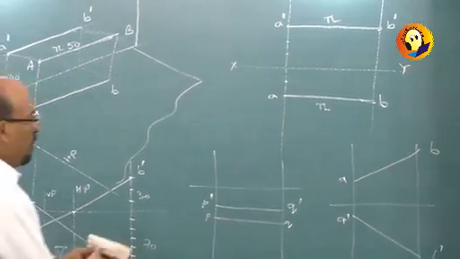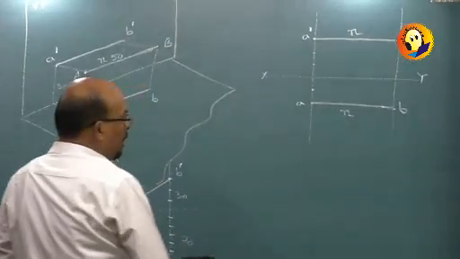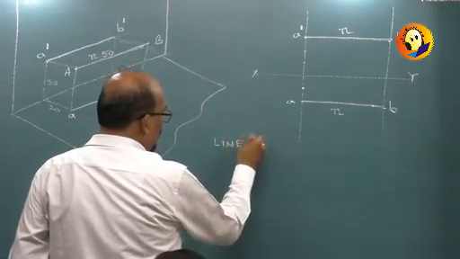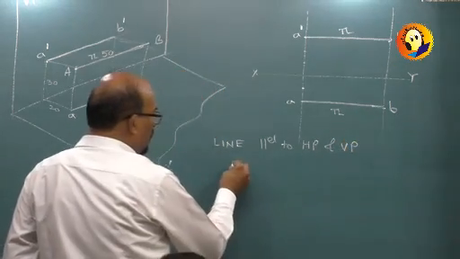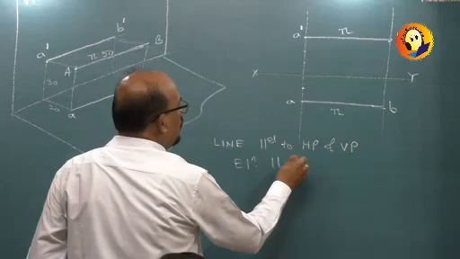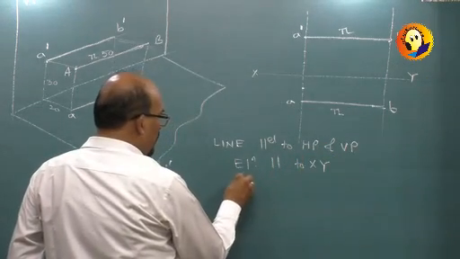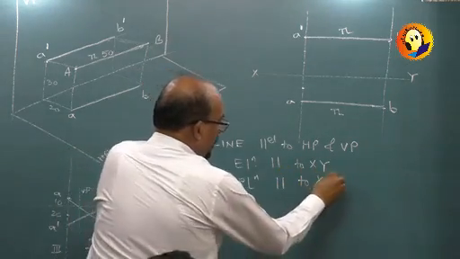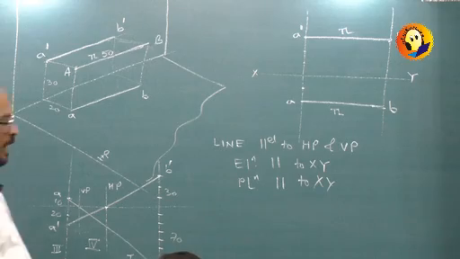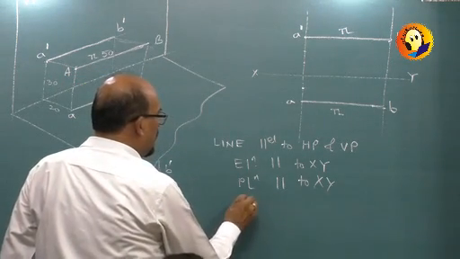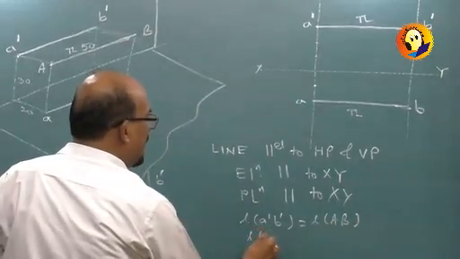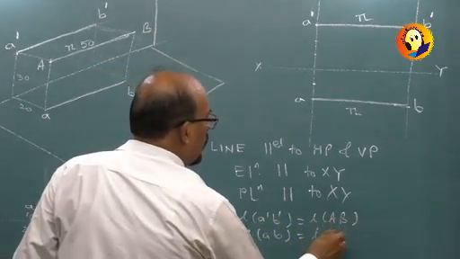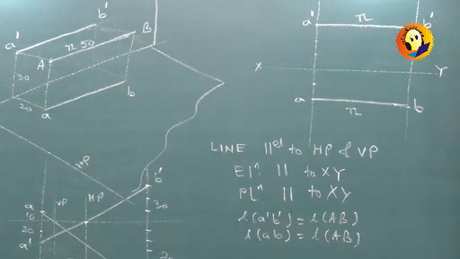Okay, so we have the first type of line which is parallel to both HP and VP. So, for a line parallel to HP and VP, we will have elevation parallel to XY, we will have plan parallel to XY, right? And the elevation length, so I will write it like this, is the same as true length, and the plan length is also true length. You understood the first case? Any doubt?